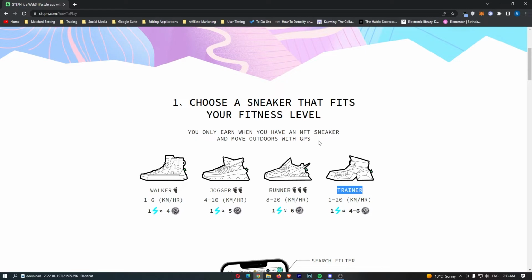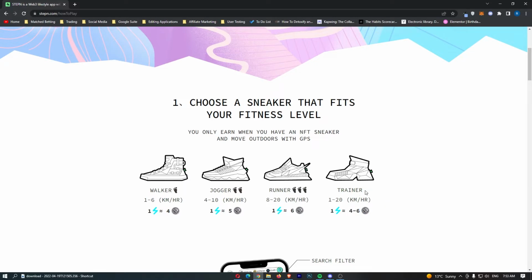Now these are going to pay different amounts. So with the walker, you are going to get paid less than the jogger, and the jogger is going to get paid slightly less than a runner. So you can see that these are like energy points that you have within the app, and every time one energy is burned with the walker, you get 4 StepN coins. Every time an energy is burned with the jogger, you get 5. And every time an energy is burned with the runner, you get 6 of the StepN coins. And then the trainer is 4 to 6 depending on how fast you run.